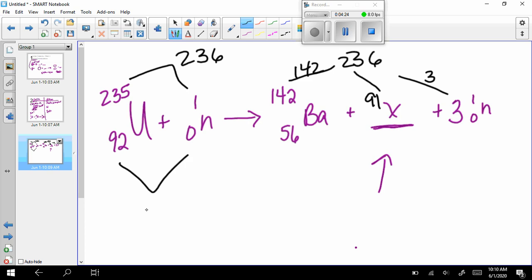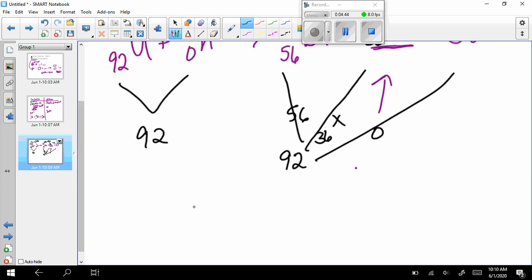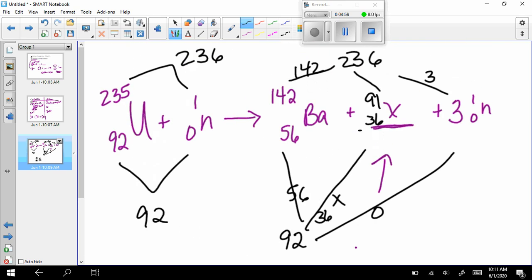And then I'm going to do it for the bottom, 92. So I need 56 and X, and 3 zeros is just 0. So 0, X, and 56 have to all add up to 92. So 92 minus 56 gives me 36. So this has to be 36. So I go like this, 91, 36, and now I just look up what element 36 is, and that's krypton, Kr. So that's how I find out what it broke into. A lot of questions ask you to solve for X. And my big thing is make sure if you have 3 of these, that means you have 3 ones. That's why I put a 3 there.